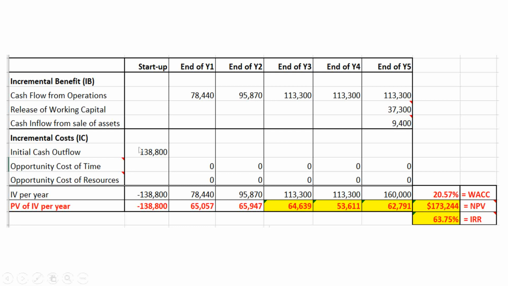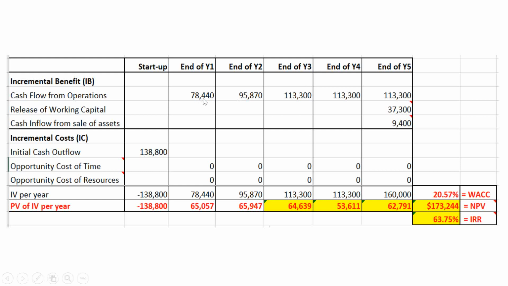But your cost of capital to borrow this is 20.57%, your weighted average cost of capital. So that is your R. So here are your cash flows. Note there's a lot of money coming in year 5. We didn't have any opportunity cost of time, opportunity cost of resources, but a significant difference is there is no opportunity cost of capital or cost of capital. It's all subsumed in this analysis.